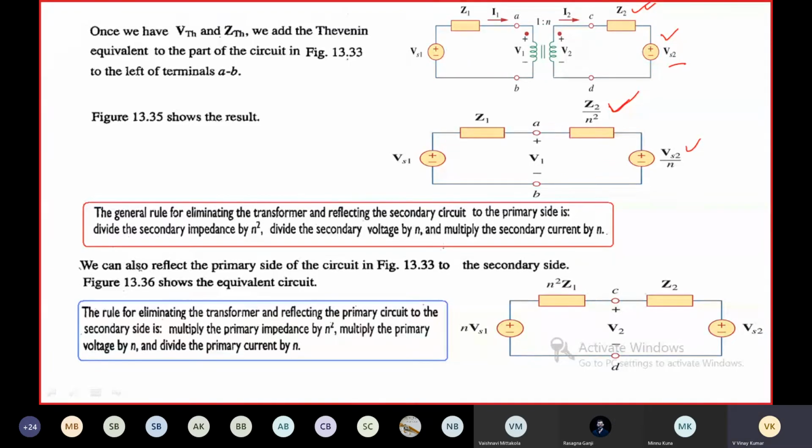The general rule for eliminating the transformer and reflecting the secondary circuit to the primary side is dividing the secondary impedance by N square. You have to divide the secondary impedance by N square. The reflected impedance is Z2 by N square when it is reflected to the primary side.